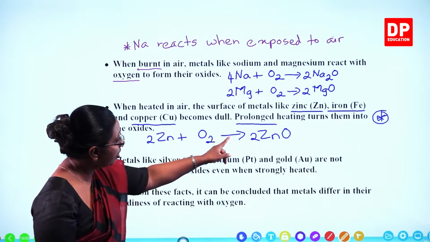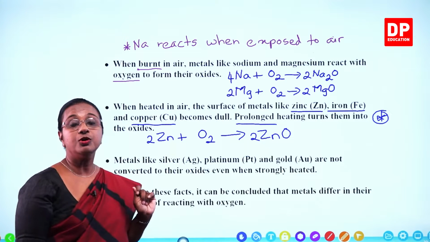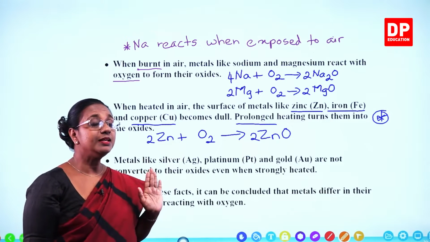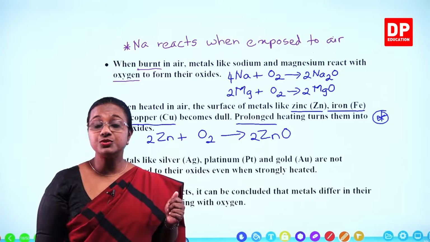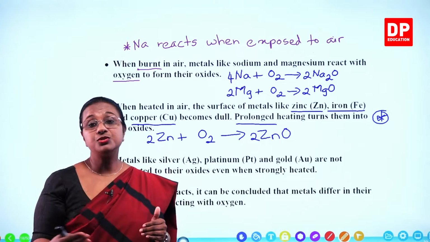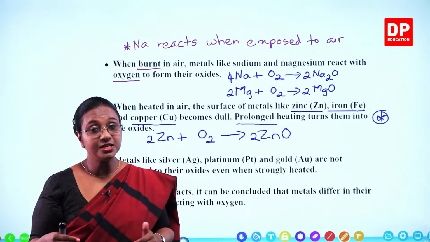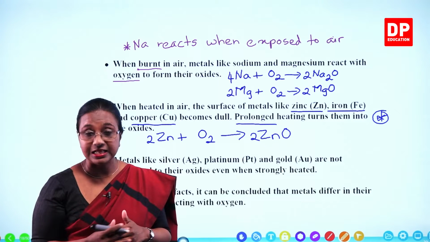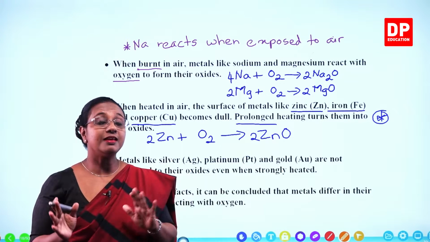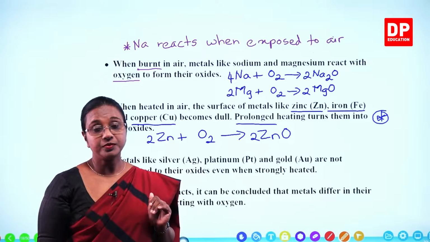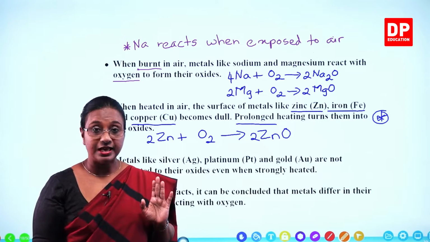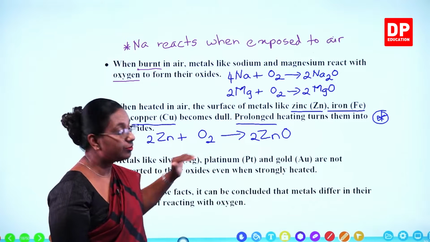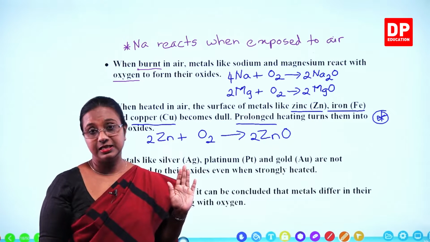But then prolonged heating turns them into oxide. But you might think, students, now iron in the first slide we said it undergoes rusting. That is also a chemical reaction, but that occurs slightly differently. It's not the reaction with air. And for rusting, it does take a long time. You all know that. So here, of course, we are looking at the changes immediately.